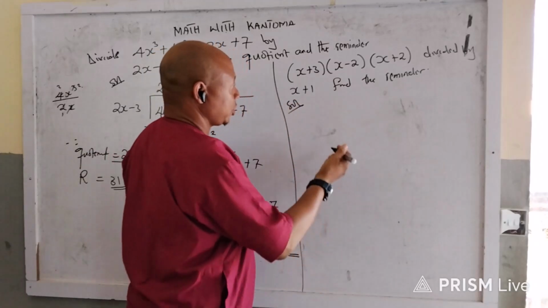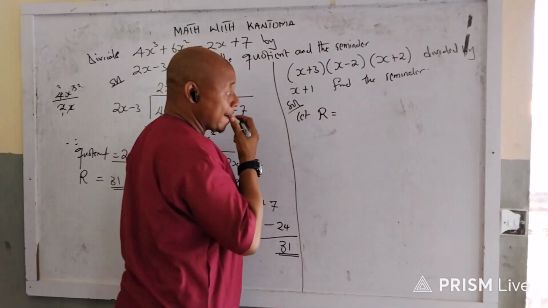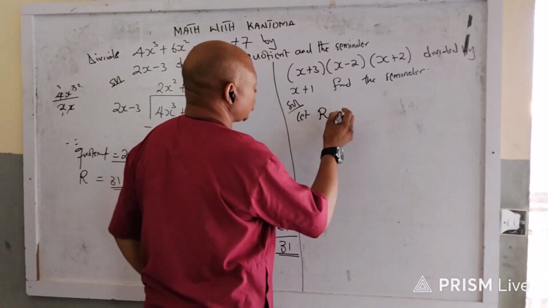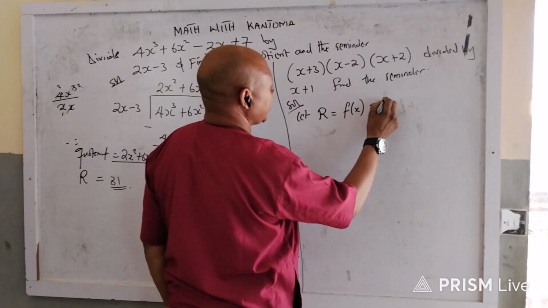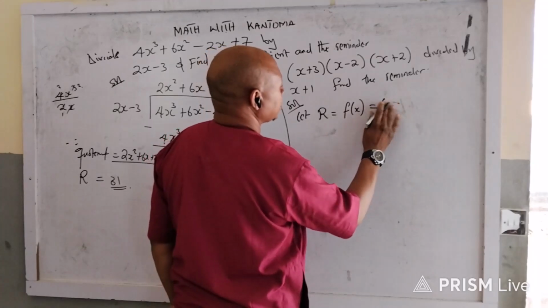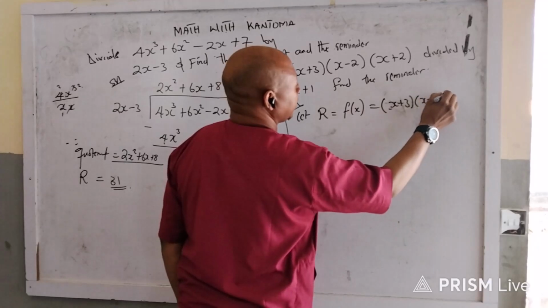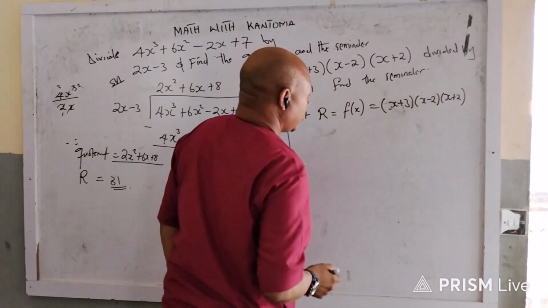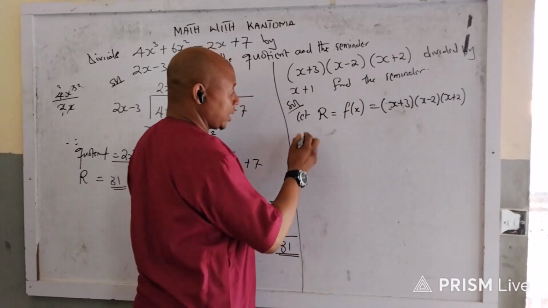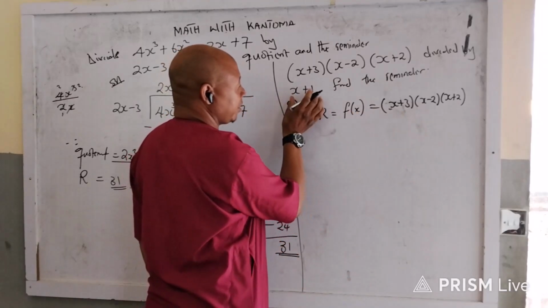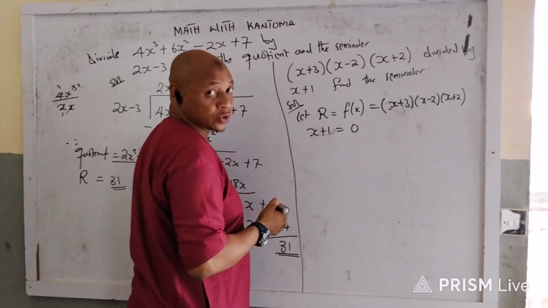We start by assumption. We said let r be equal to the remainder, right? So now if r is equal to the remainder and r equals f of x, and f of x is given by x plus 3, x minus 2, and then x plus 2. So now to find the remainder, r is equal to this function. So we now see when this function is divided by x plus 1, therefore x plus 1, let's say, is equal to 0 by assumption.